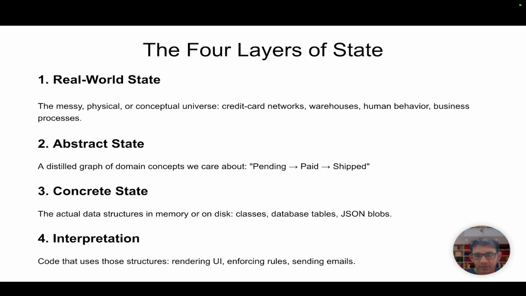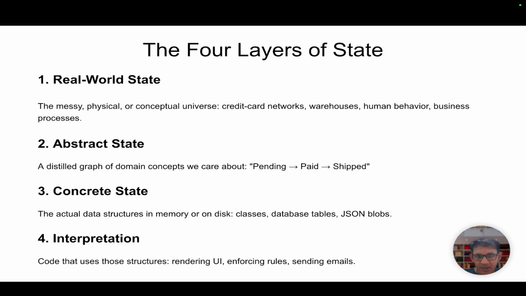Think about credit card networks with their complex clearing processes, warehouses with their physical inventory and logistic constraints, human behavior with all of its unpredictability, and business processes that evolved over decades. This layer is inherently complex and often contains edge cases that we don't initially consider.